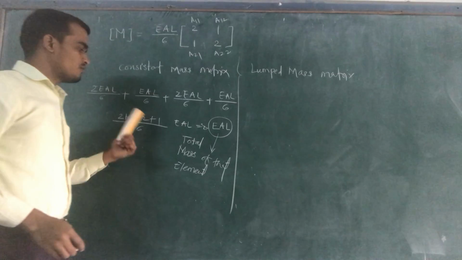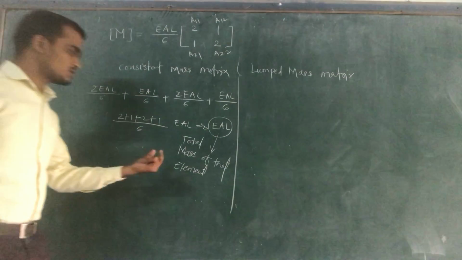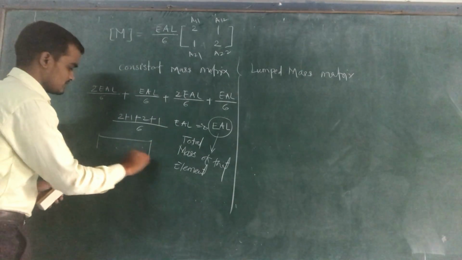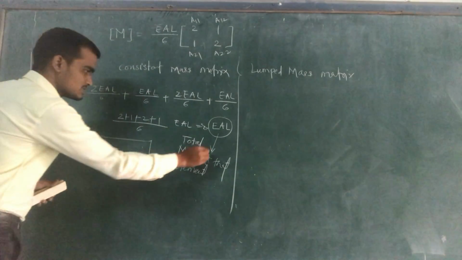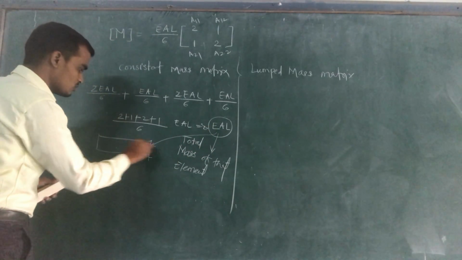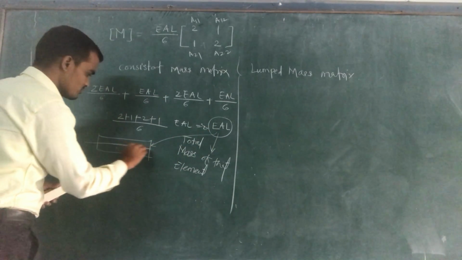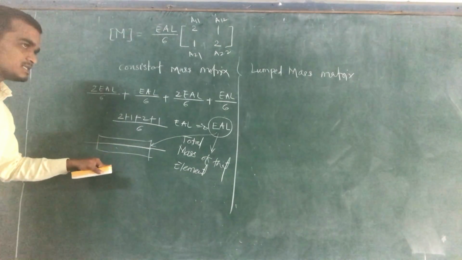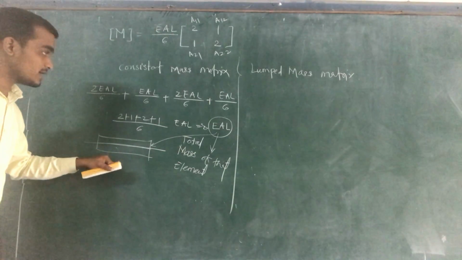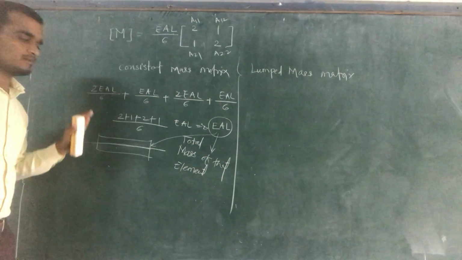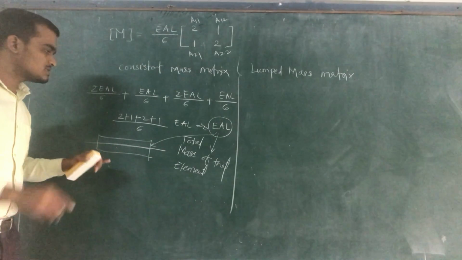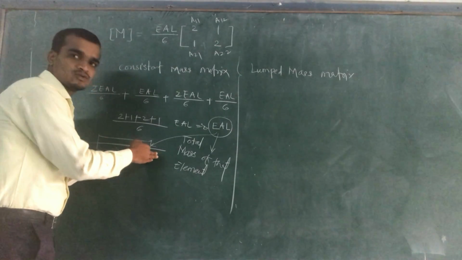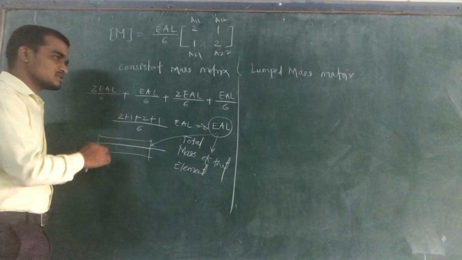Okay, so from this we conclude that this total mass EAL is distributed over this element. So we can say that such type of system is known as the consistent mass matrix system, because the mass is distributed in an equal manner over the element. That's why such a system is called a consistent mass matrix system.